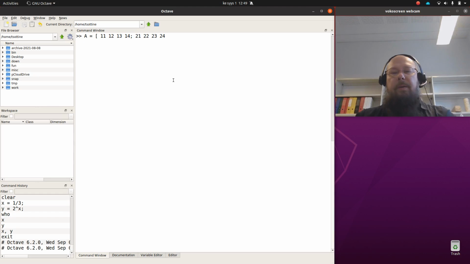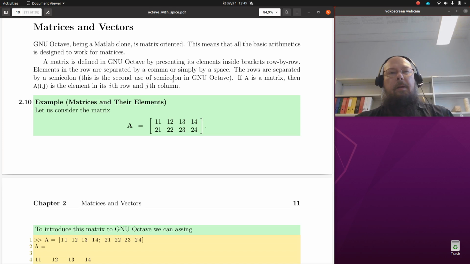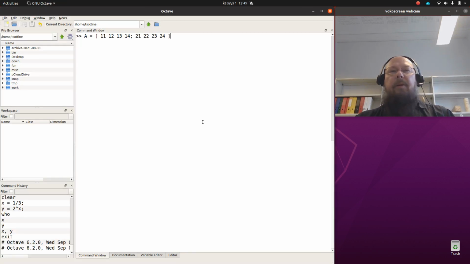And let us not forget to close the bracket. So now this should probably be this kind of matrix. And let's just press enter. Let us not put a semicolon here. So we just want to see if this looks correct or if we get an error message.